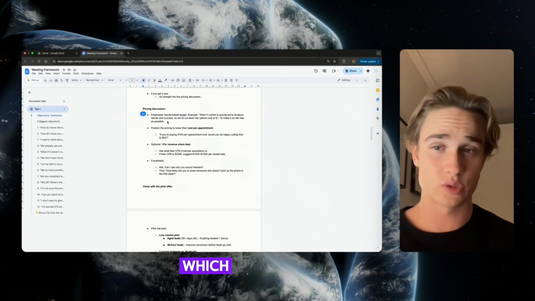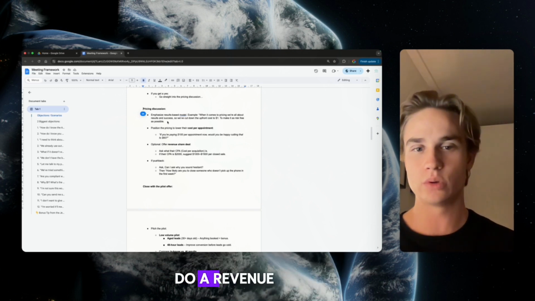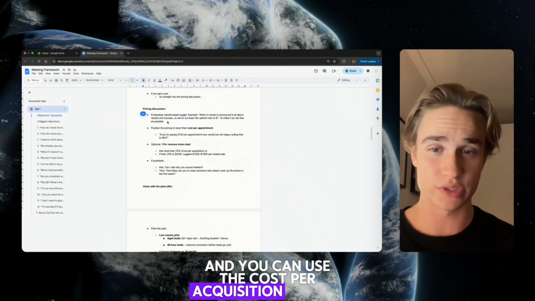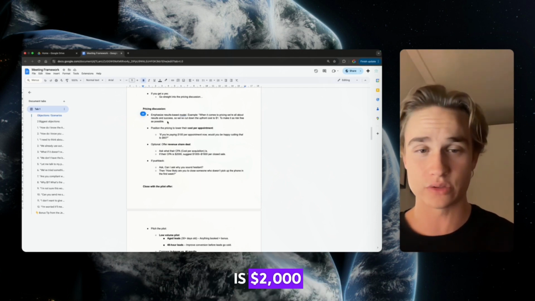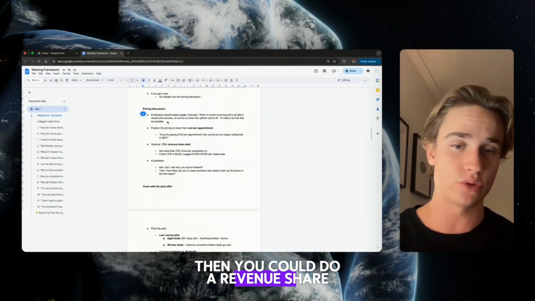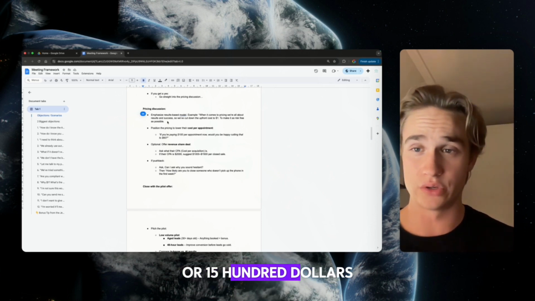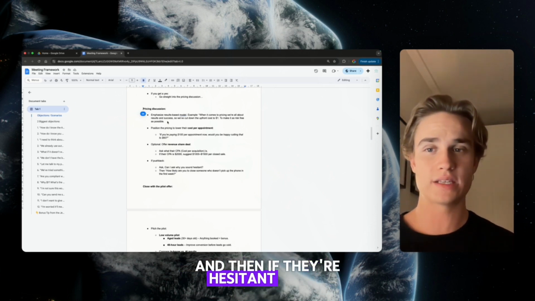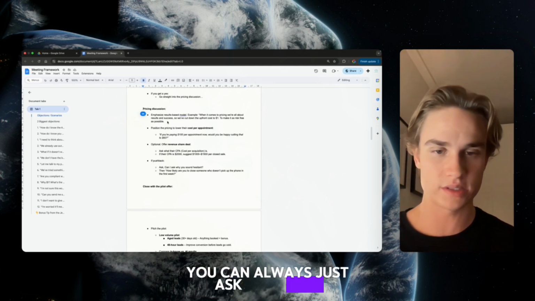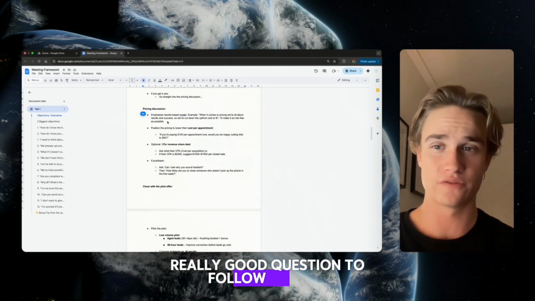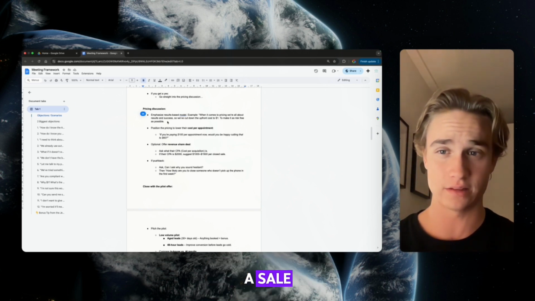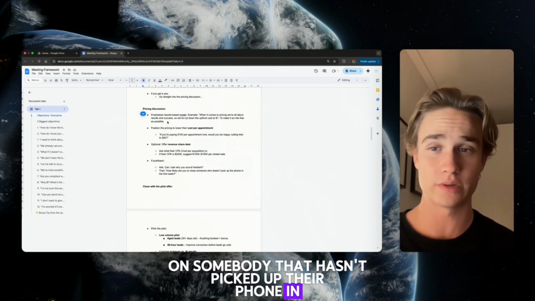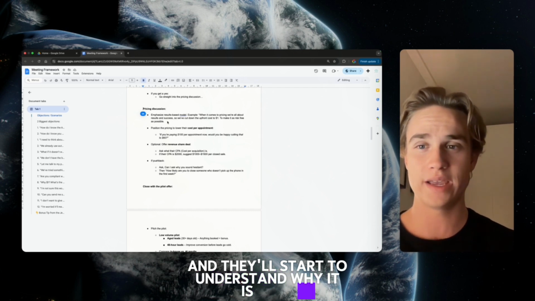Another way to approach this, which could make the sale even easier, is to do a revenue share deal. You can use the cost per acquisition number they gave you earlier and ask them, if their usual cost per acquisition is $2,000, then you could do a revenue share at $1,000 or $1,500 per new sale. And if they're hesitant in either of these two scenarios, you can always just ask them why. A really, really good question to follow up with if they're still hesitant is asking them how likely they are to close a sale on somebody that hasn't picked up their phone in a week. And they'll start to understand why it is that you do what you do.